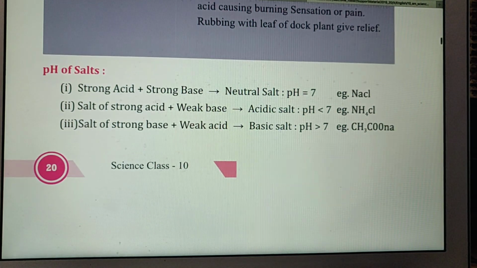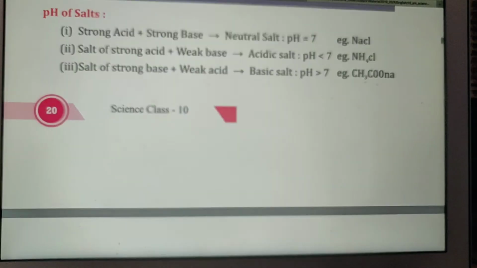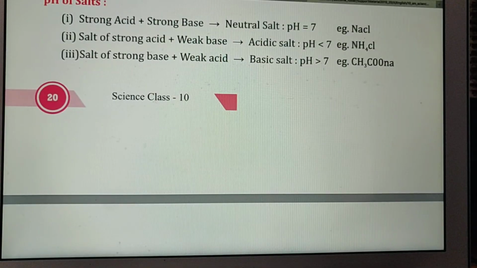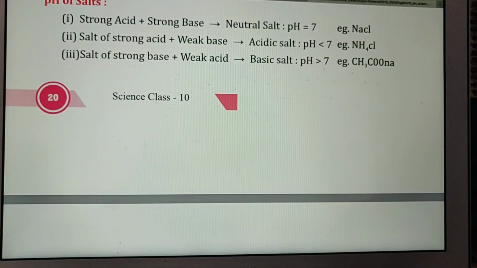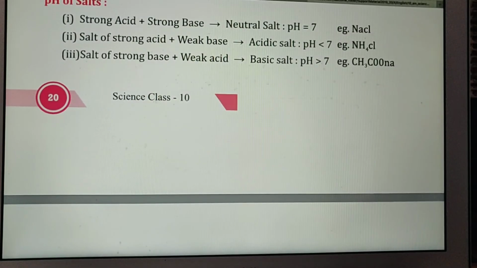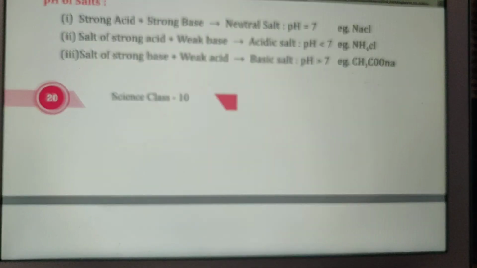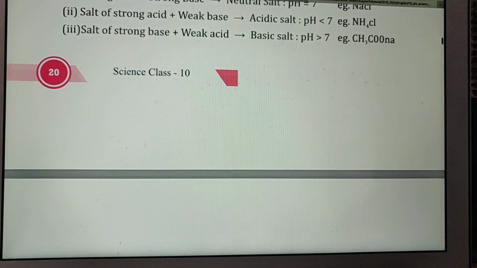pH of salts. Strong acid plus strong base gives a neutral salt, pH is 7. Salt of a strong acid and weak base will be acidic and the pH will be less than 7. And salt of a strong base and weak acid is basic, and the pH will be more than 7.